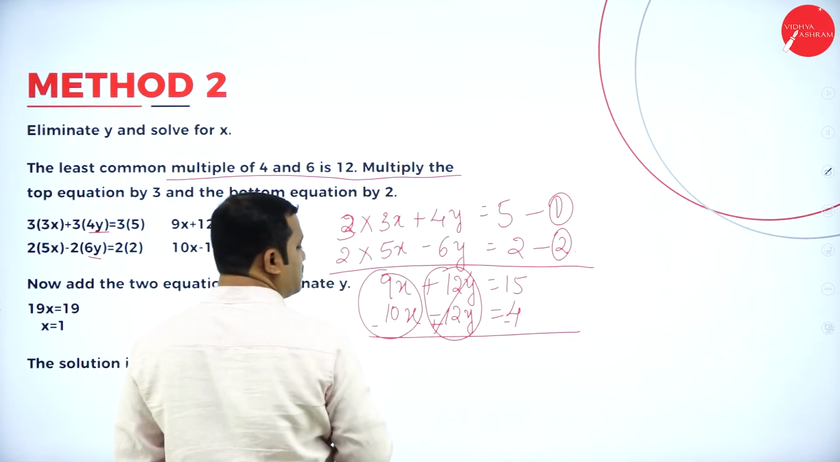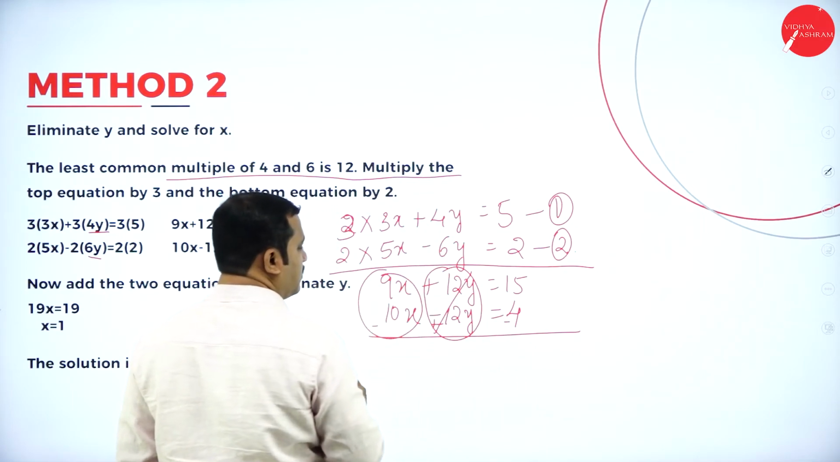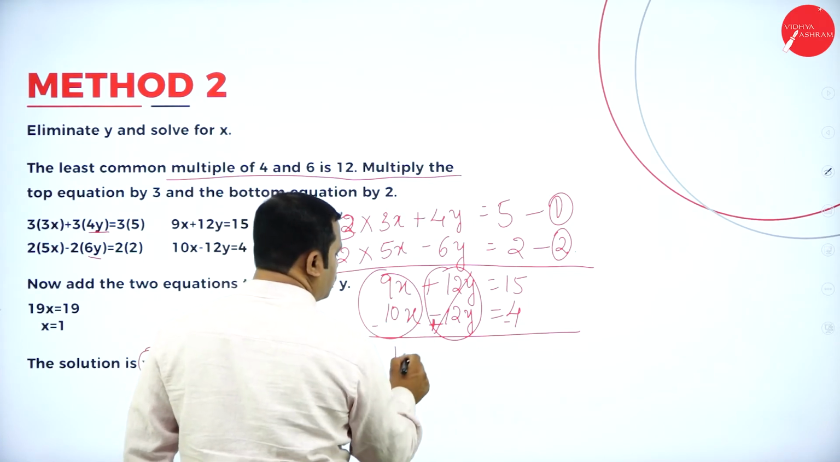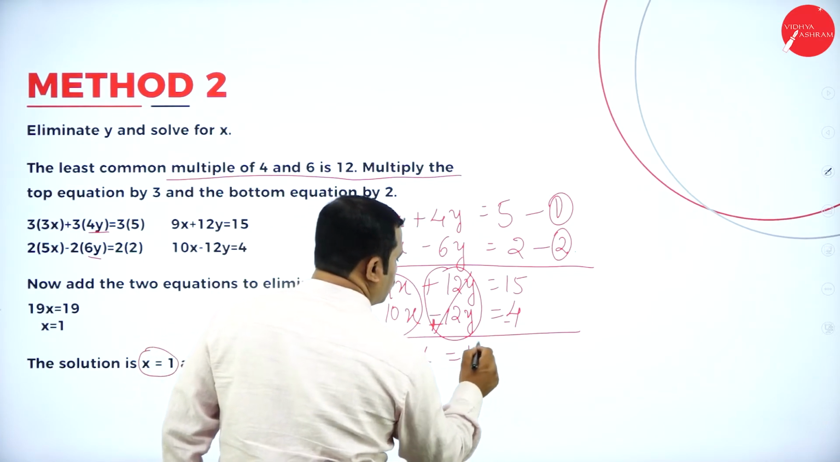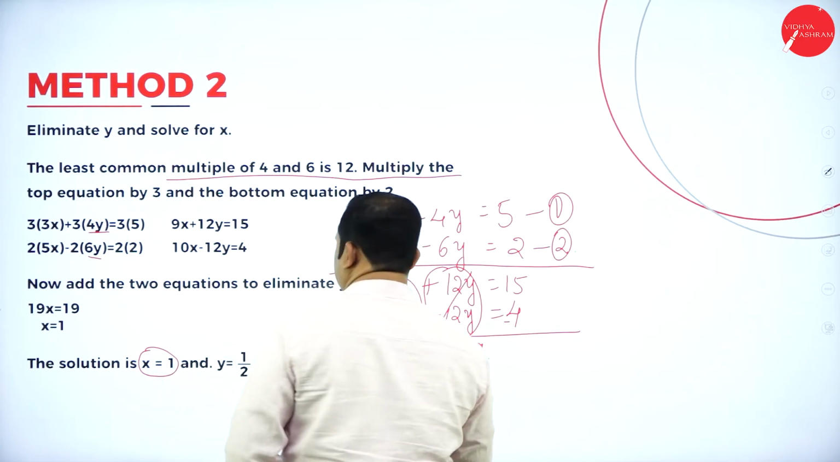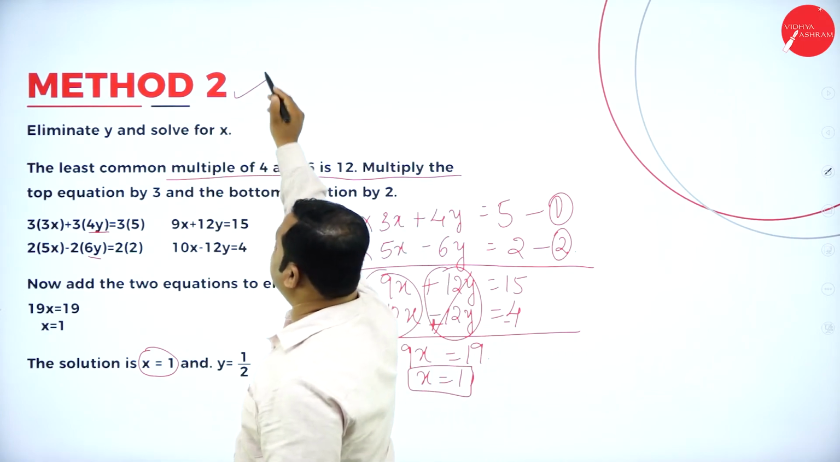In that case, what is the value I am going to get here? If I add up these terms, what is the value I am going to get? 19x equal to 19, that is x equal to 1. This is the value I am going to get. This is by the second method.